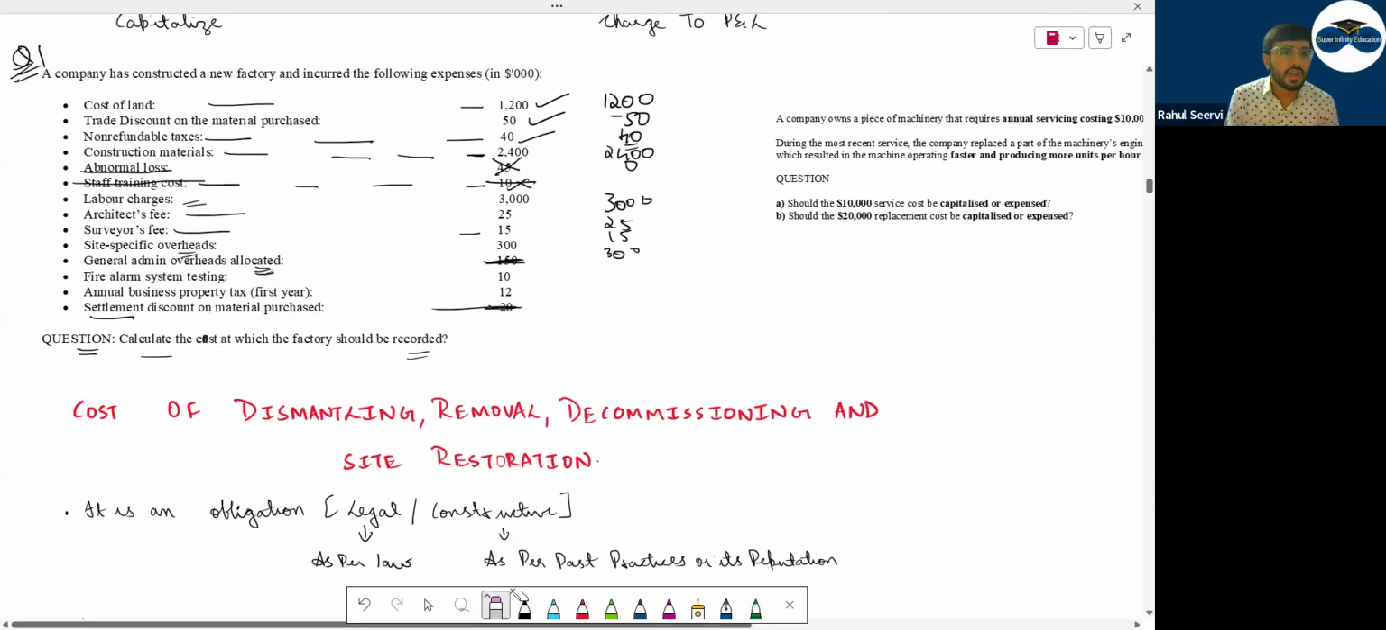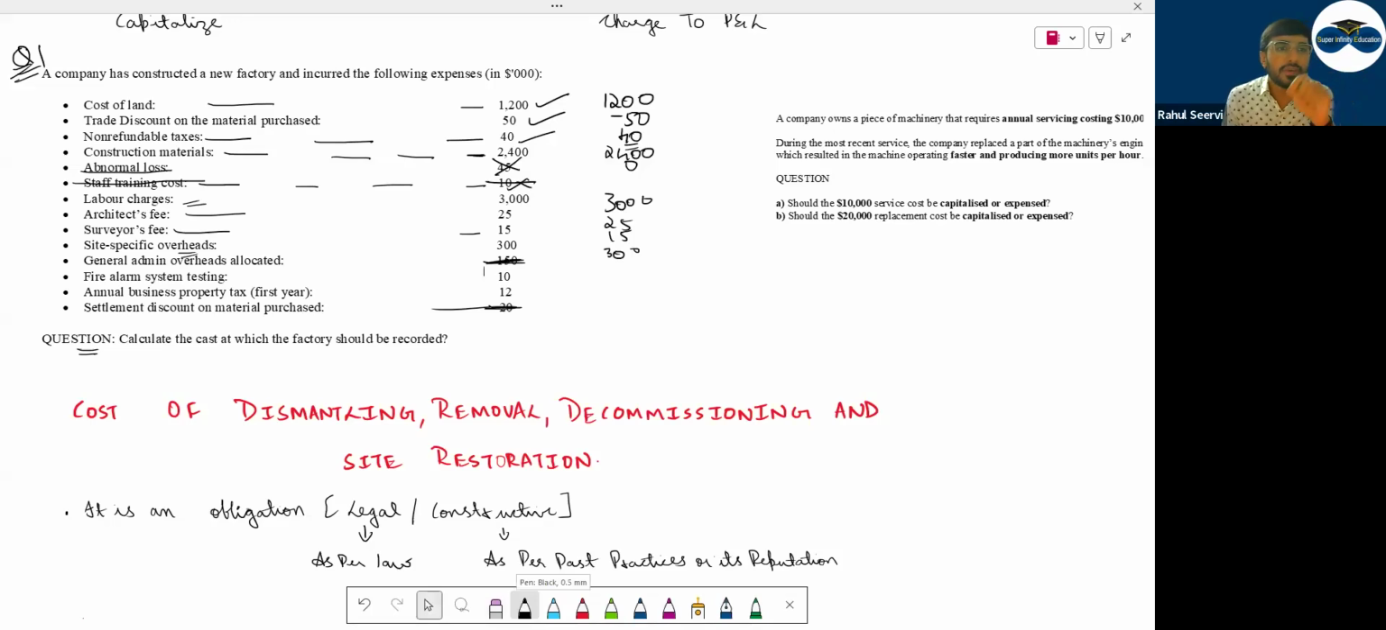Then the next one, fire alarm testing. Will you include this? Testing of the fire alarm. Yes, you will be including this. So that is 10. You will be including this also.